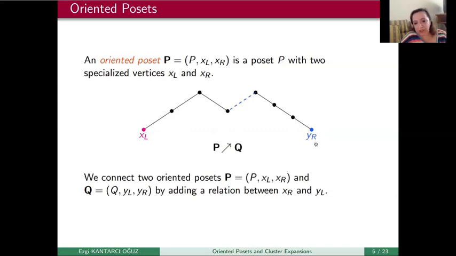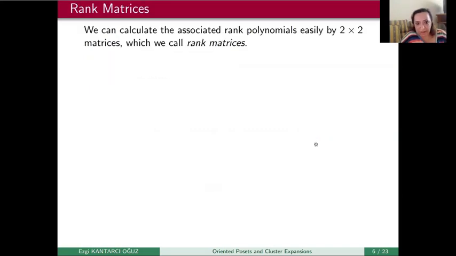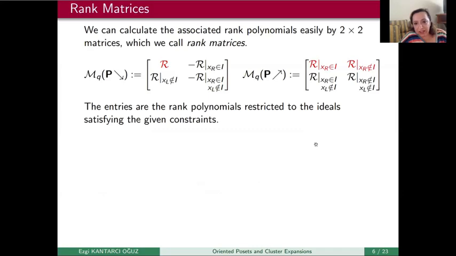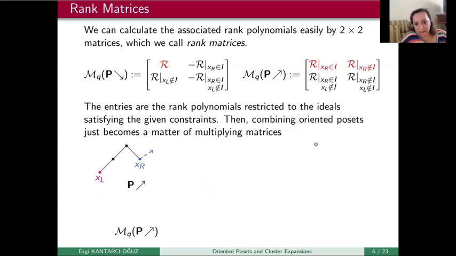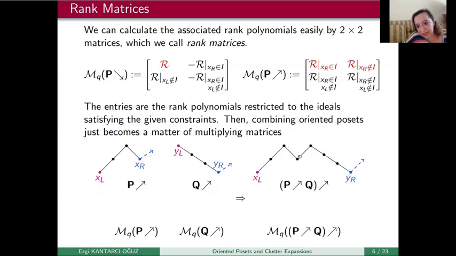This is not specific to fence posets. We could do this with any posets by picking two endpoints. The fun thing about this is we can describe this operation, at least how it works at the rank polynomial level, with 2 by 2 matrices. The entries are just given by the rank polynomial with respect to some constraints, like XR is in, XL is not in, that sort of flavor. And then what happens is multiplying these matrices gives the matrix corresponding to the connected piece.